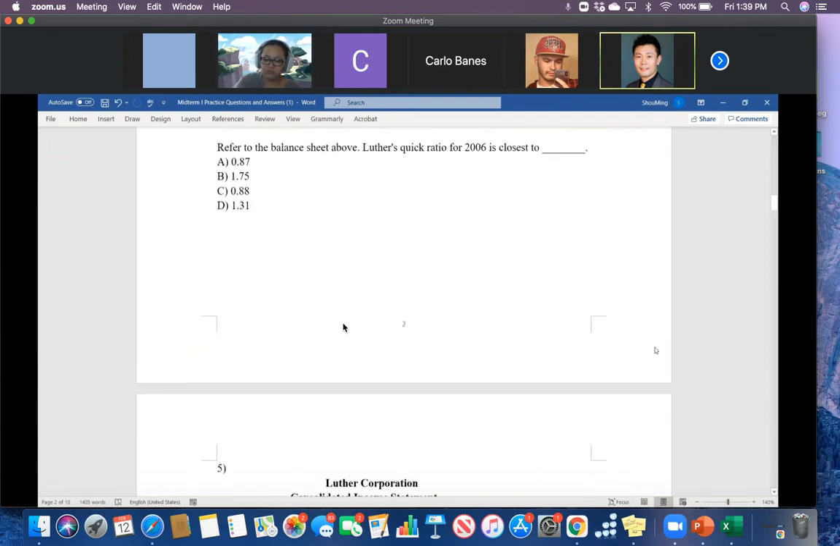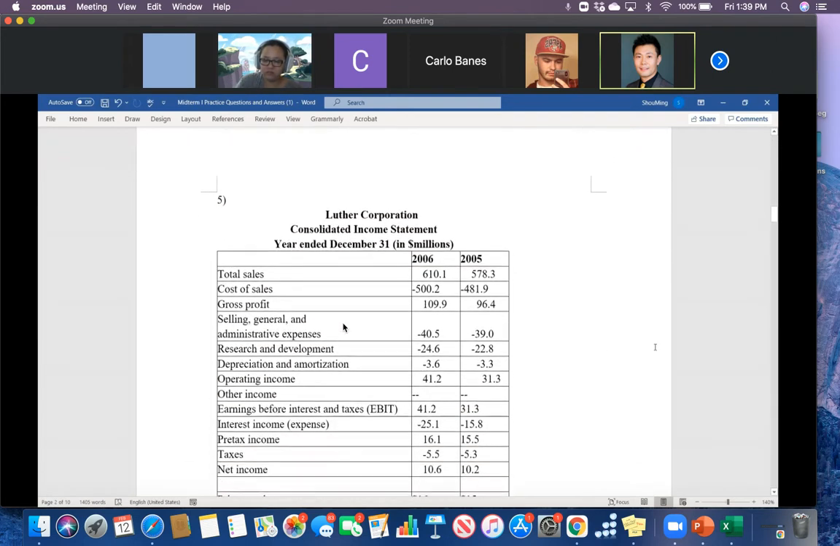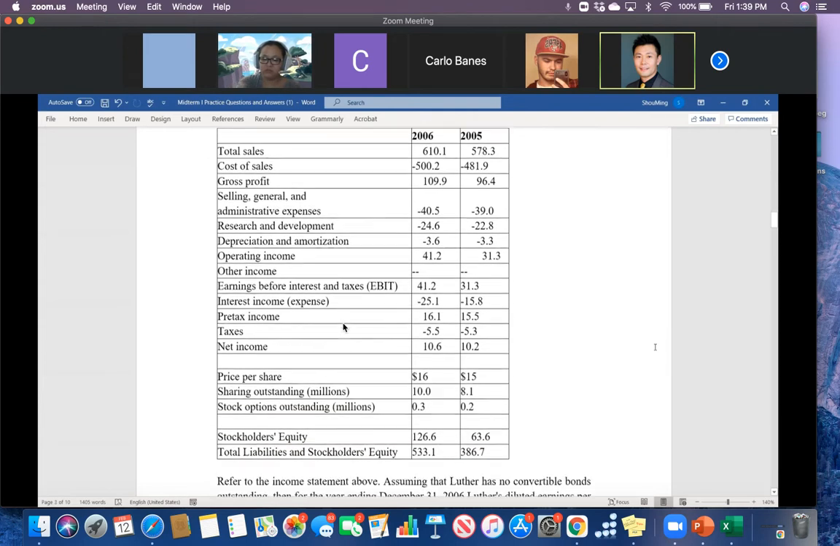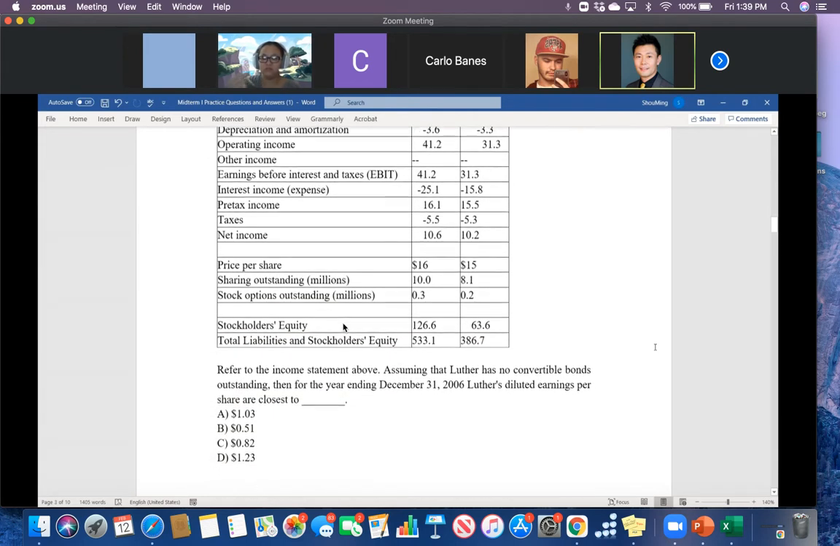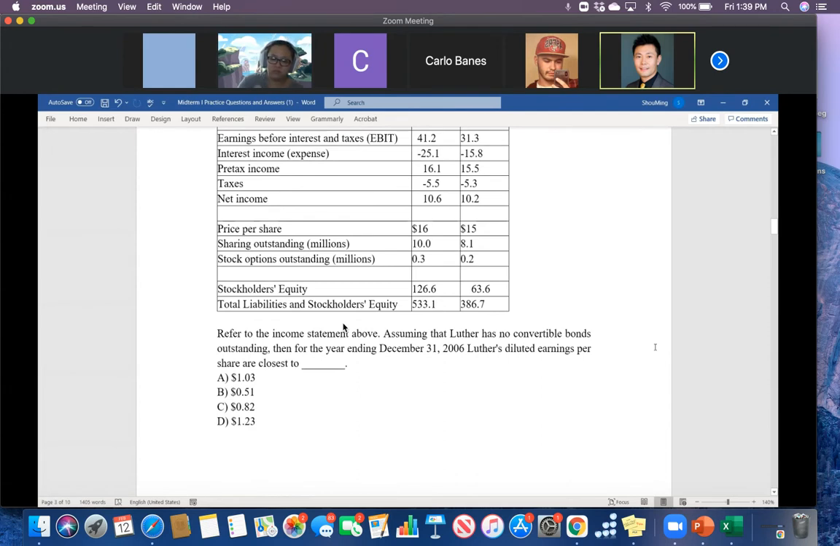Good. So if there's no question, I'll move on. Question 5, we have an income statement. And the question asks us, what is the diluted earnings per share for this company in year 2006? So we know the earnings per share simply equals the net income divided by the shares outstanding. This is a formula we can use to calculate the earnings per share. But in this case, we are asked to calculate the diluted earnings per share.